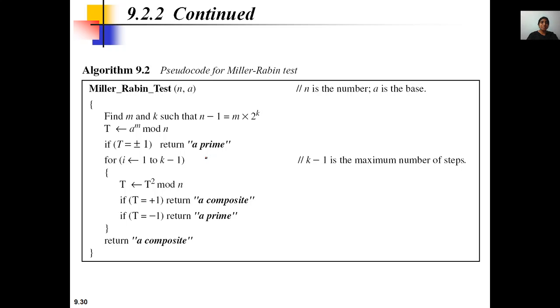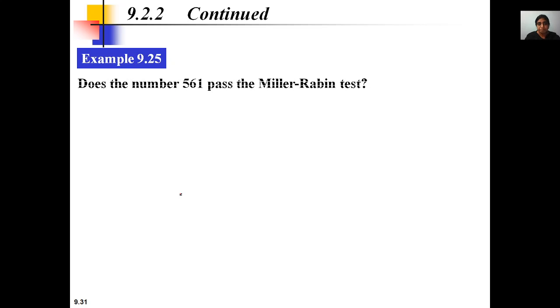If t is greater than 1, then we need to check the value of t square mod n, and if it is plus 1, then it becomes a composite value. If it is minus 1, it returns as a prime number.